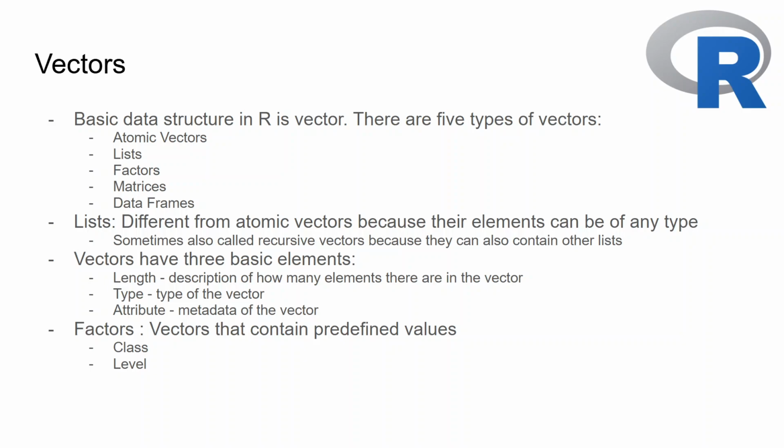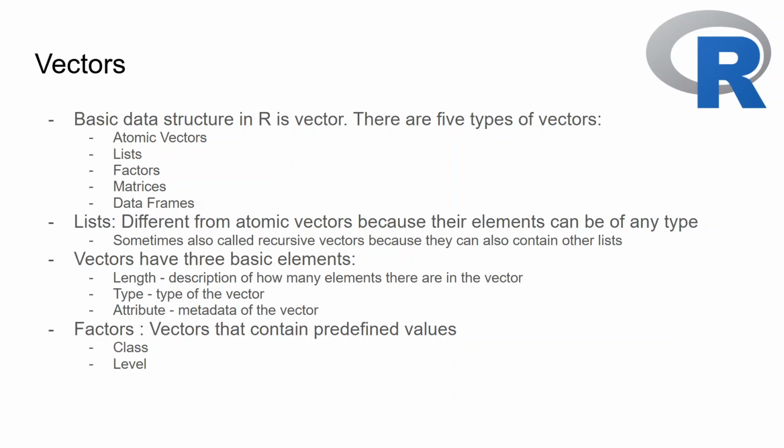Lists are different from atomic vectors because their elements can be of any type. So basically they're heterogeneous, 1D, 2D, or ND. It doesn't really matter how many dimensions there are, because lists can store lists within themselves. So they're sometimes also called recursive vectors because they can contain other lists. We'll cover this when we go back to the R Studio window.